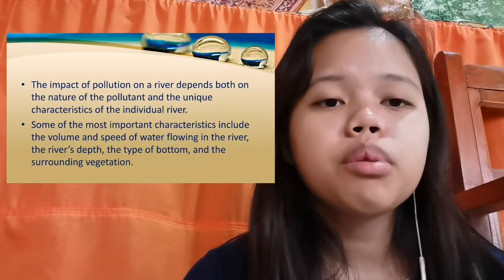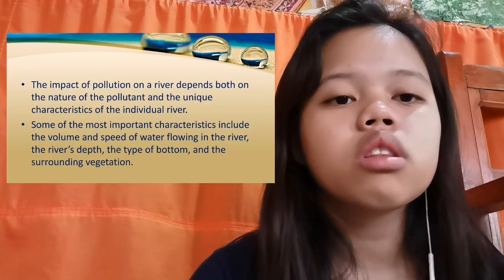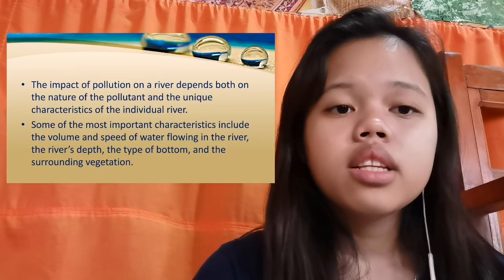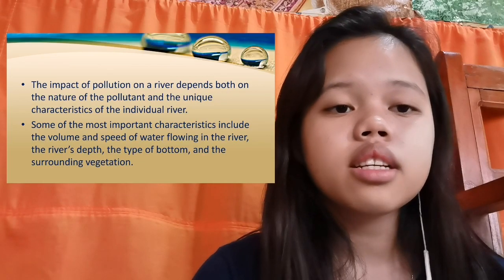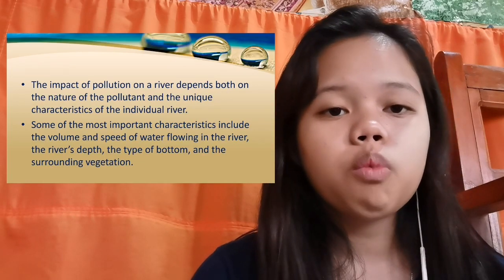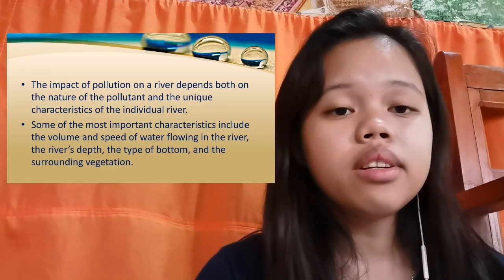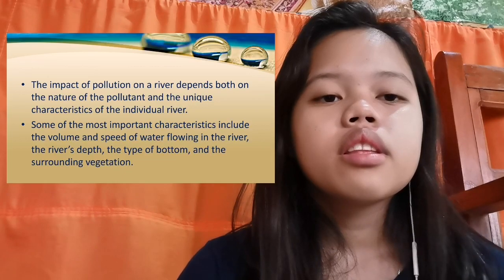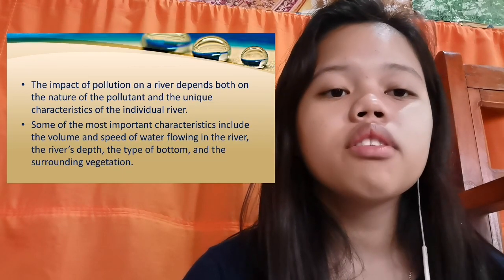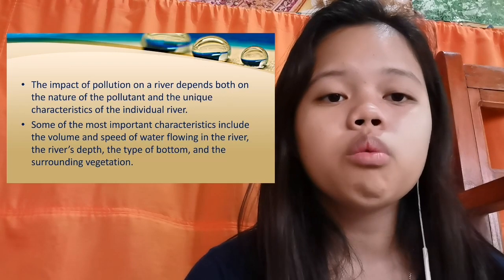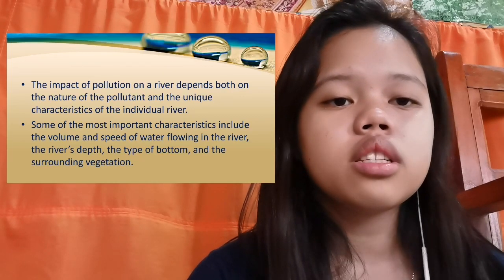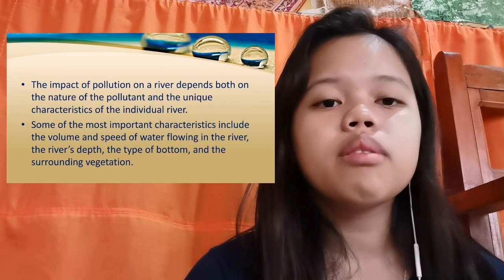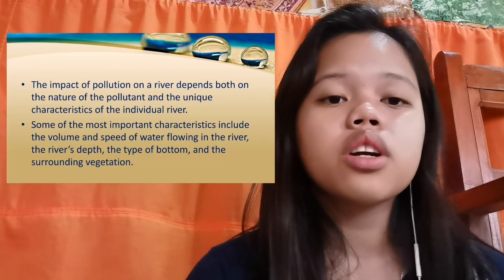The impact of pollution on a river depends both on the nature of the pollutant and the unique characteristics of the individual river. Some of the most important characteristics include the volume and speed of water flowing in the river, the river's depth and type of bottom, and the surrounding vegetation. Other factors include the climate of the region, the mineral heritage of the watershed, land use patterns, and the types of aquatic life in the river. Water quality management for a particular river must consider all these factors.